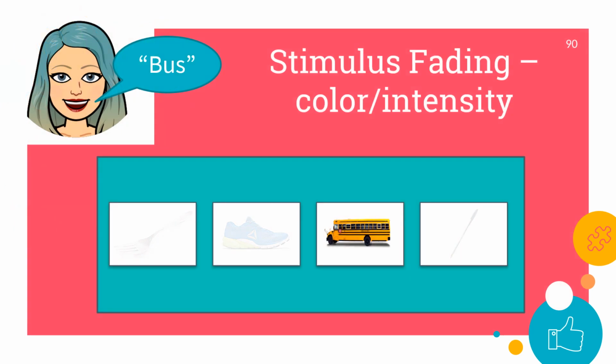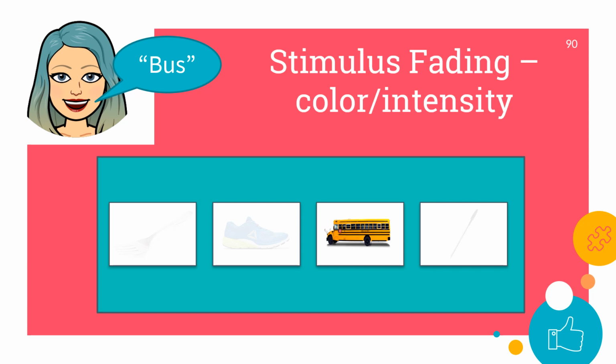This is an example of stimulus fading along the color or intensity dimension for a receptive identification task. In this example, the discriminative stimulus is the auditory stimulus, bus. So you can see the technician saying bus. And the corresponding comparison stimulus in the array is full color, while the other stimuli are not. This is a prompt for the child to select that stimulus that corresponds to that discriminative stimulus.